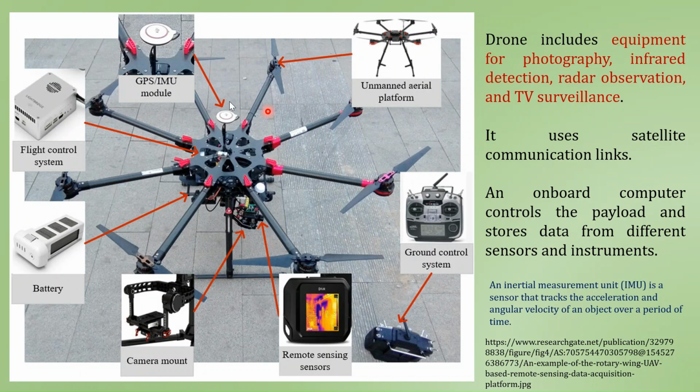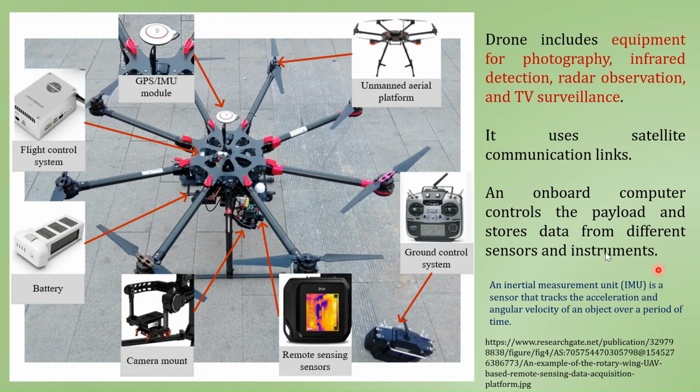In this image, we have the representation of different units which can be associated with a particular drone. So here we can see this is the unmanned aerial vehicle which is controlled with the help of the ground control system. Here we have the remote sensing sensors, the camera mount, the battery, the flight control system, and then we have the GPS or the IMU module.